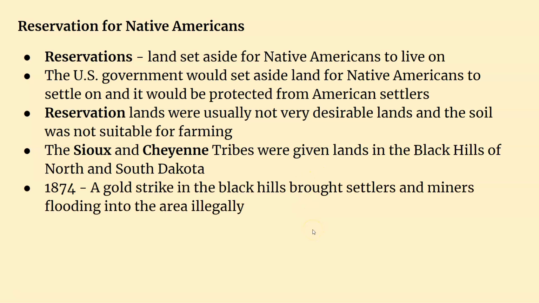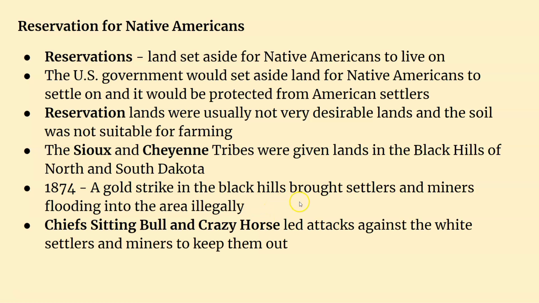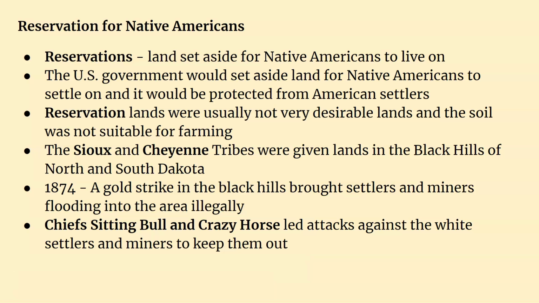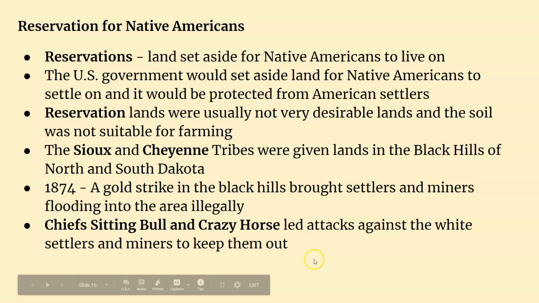But a gold strike in those Black Hills all of a sudden happened, and settlers and miners started flooding in the area. Illegally, of course. They weren't allowed to do this. Some of the famous chiefs, Chief Sitting Bull and Crazy Horse, led attacks against the white settlers and the miners to keep them out. They're like, no, we've had enough. This is all part of the Native American Wars. The Native American Wars wasn't like a typical war. It was pretty much these separate nations battling back against the United States overstepping their bounds.